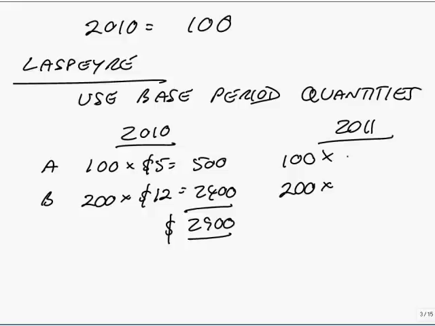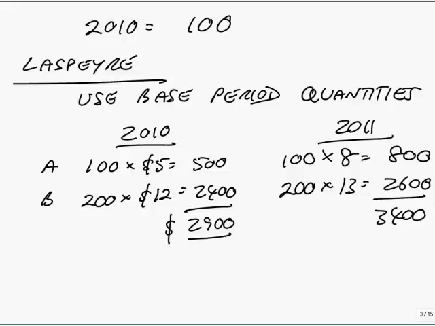A would have been $8 a unit. B would have been 13. 34. Everybody?